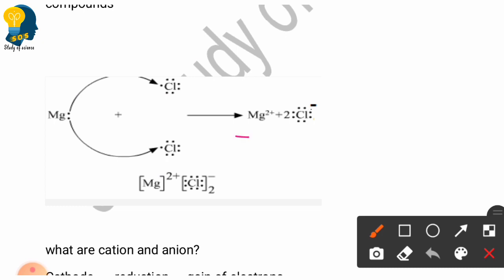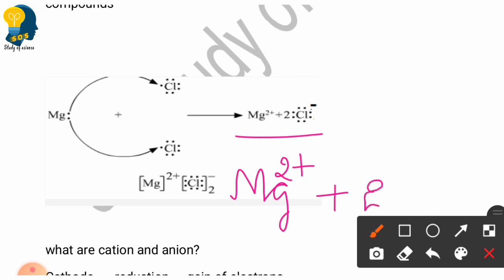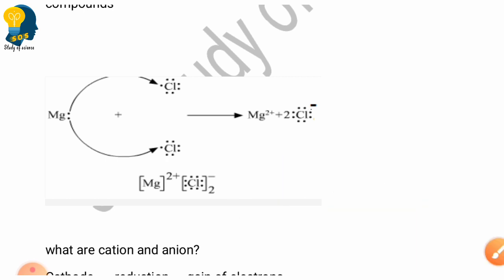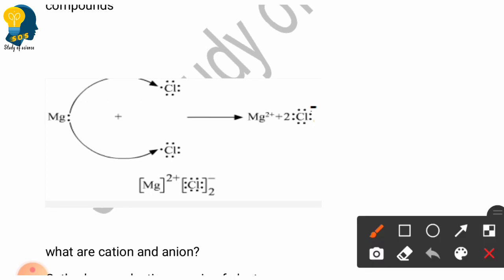So when we write like this, you need to be very careful. See, we show Mg2 plus because Mg2 plus is more stable than Mg, right? And when we write chlorine, it is very important. You need to mention we have 2 chlorine atoms with its charge minus. So you can write either like this or you can also write like this. This is another way. But please note this change here.